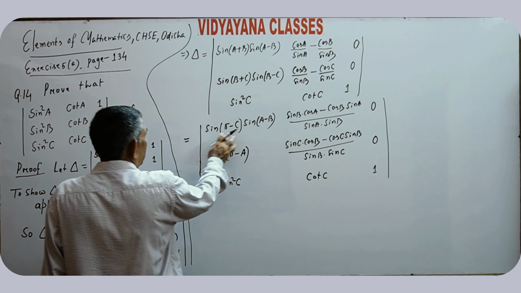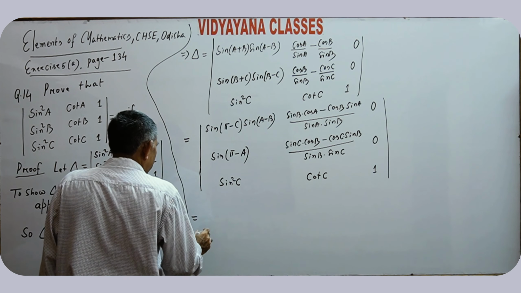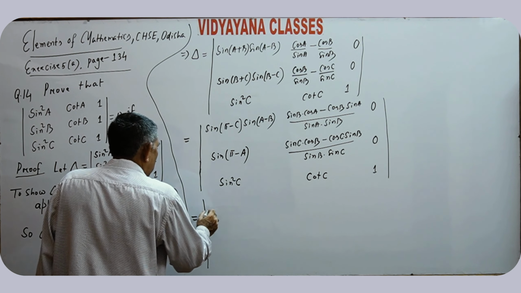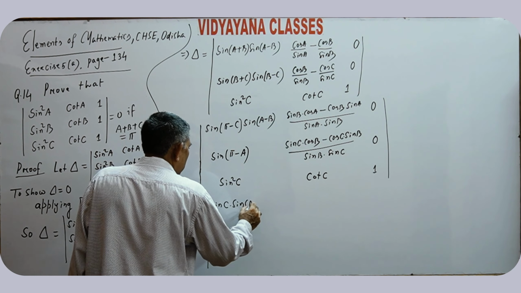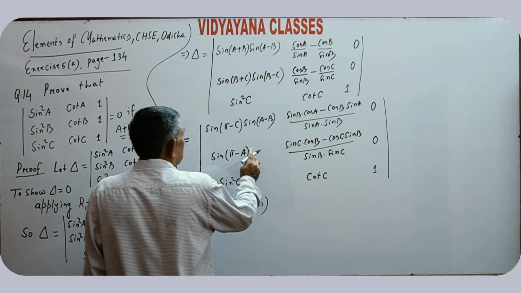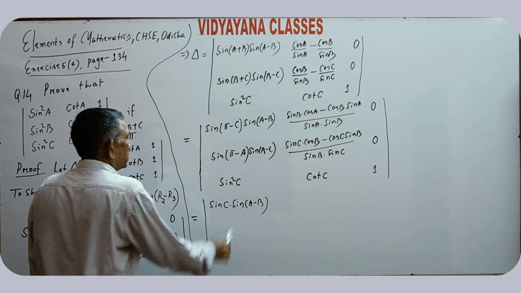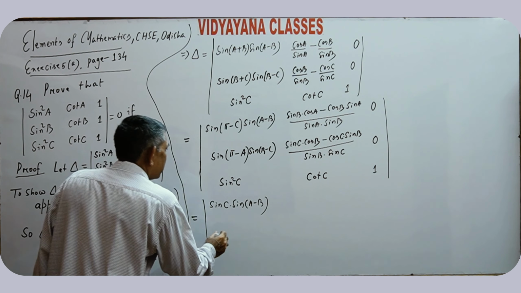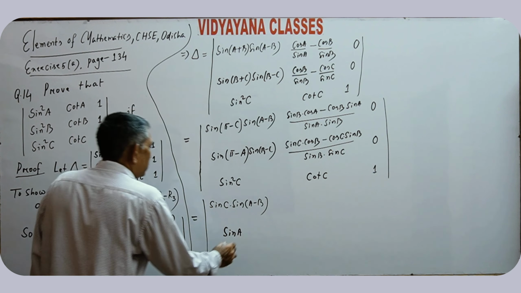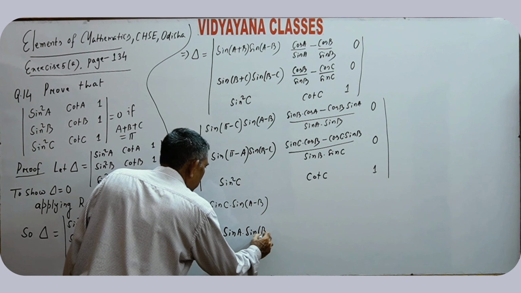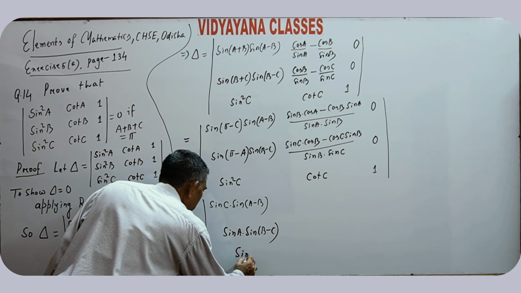Okay. Sin pi minus theta is equal to sin theta. Sin pi minus C is equal to sin C. Sin C into sin A minus B. Here sin B minus C. Sin pi minus A is equal to sin A. Sin A into sin B minus C. Sin square C.